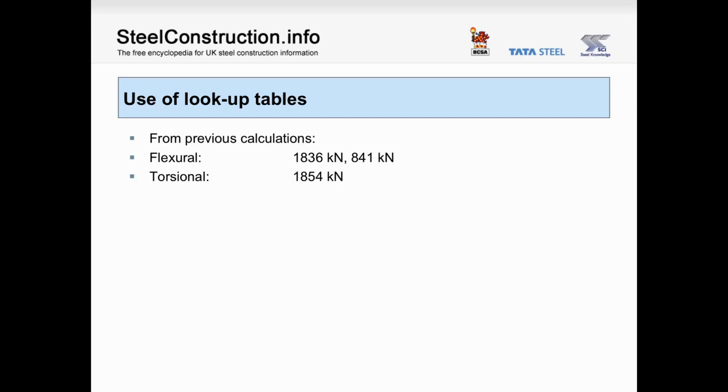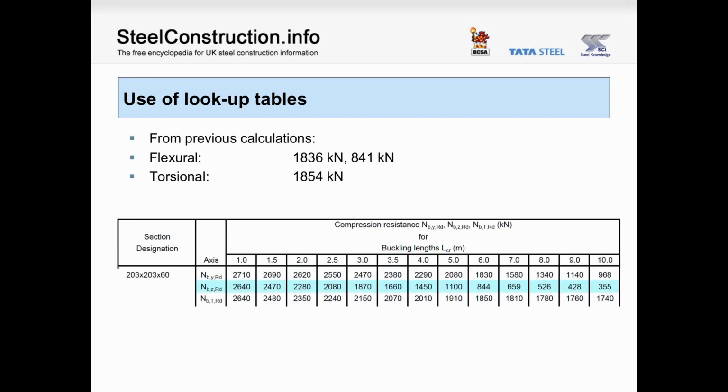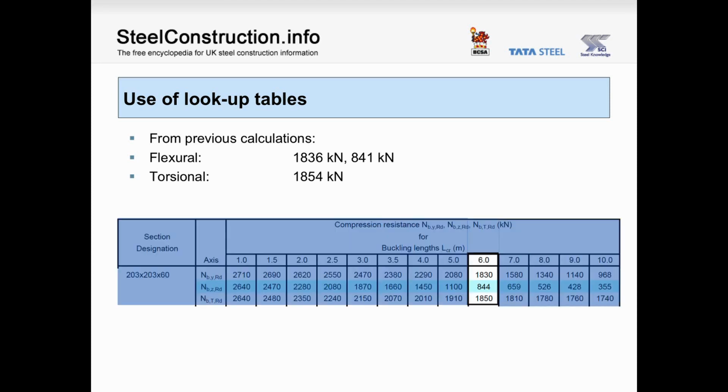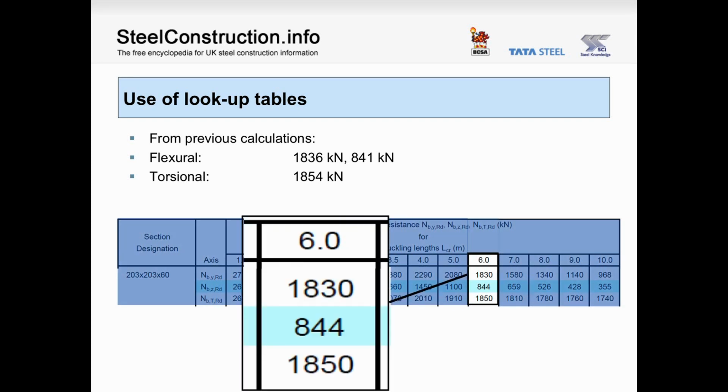So the three calculations that we've just completed are for major, minor and torsional buckling. Of course, it's an awful lot easier to use a lookup table. So here is a lookup table from the blue book for our chosen section. Here is the buckling length highlighted as 6 meters, and here are the values from the blue book: 1830, 844 and 1850. So at some point in my calculation there have been some rounding issues, and that's why we don't get exactly the same as the blue book.